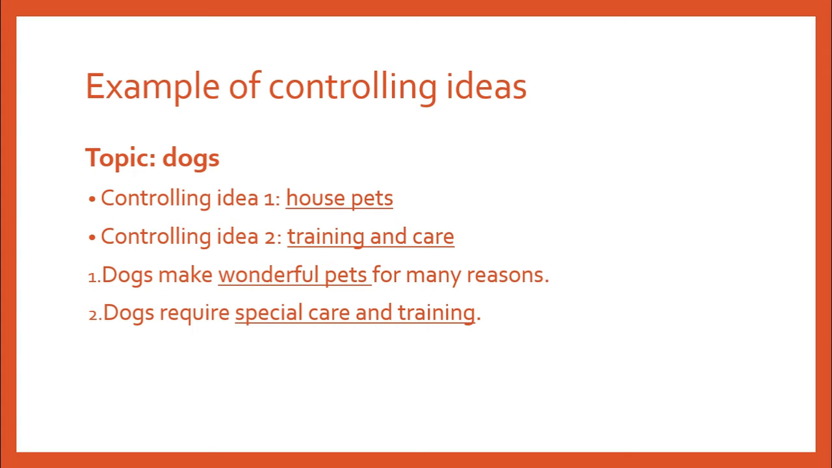And now these are going to make two very different paragraphs. So in the first one, where our topic sentence is dogs make wonderful pets for many reasons, we expect the rest of the paragraph to be about the reasons that dogs make wonderful pets. But if our topic sentence is dogs require special care and training, we expect that paragraph to talk about the kinds of care and training that dogs need. So, with the same topic, the controlling idea can still make the two paragraphs very different.